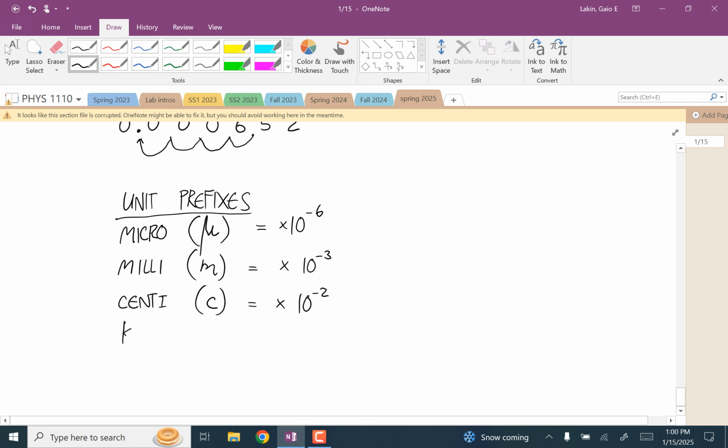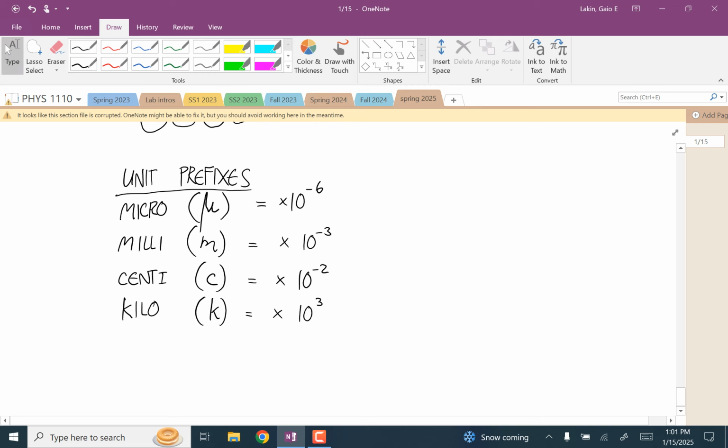And then there's kilo. That's represented with a lowercase k, and that means times 10 to the positive 3rd. And then mega is a capital M, and that means times 10 to the 6th.